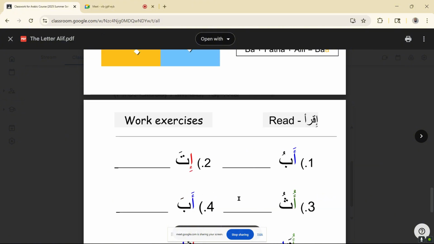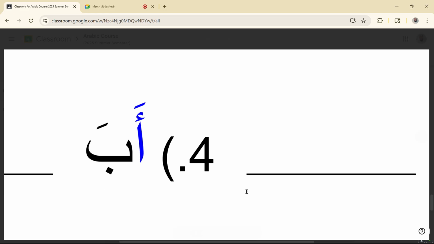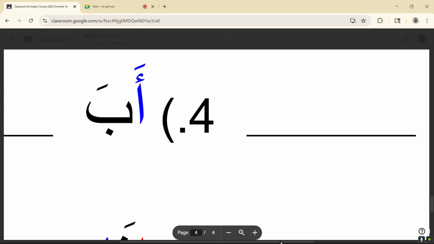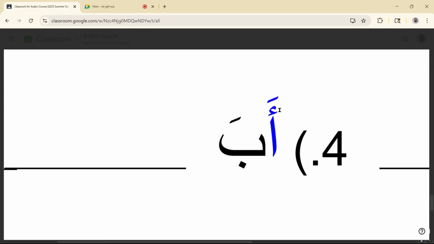Let's see. Number we did 3. How about number 4? Alif with a fatha. It's A I U, A I U. This one's just A. Alif, A. Wouldn't it just be A? Just A. Yeah, correct. Alif with a fatha. It's just a simple A.